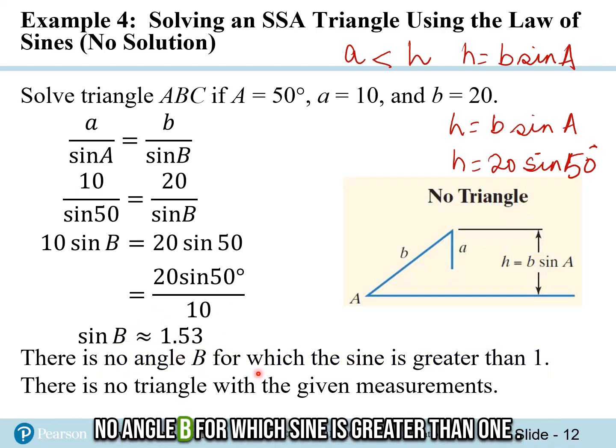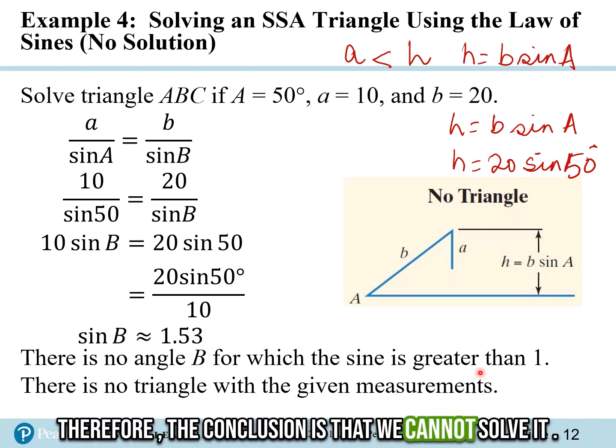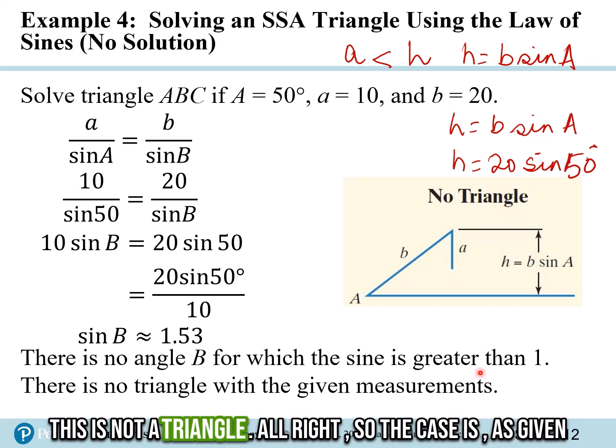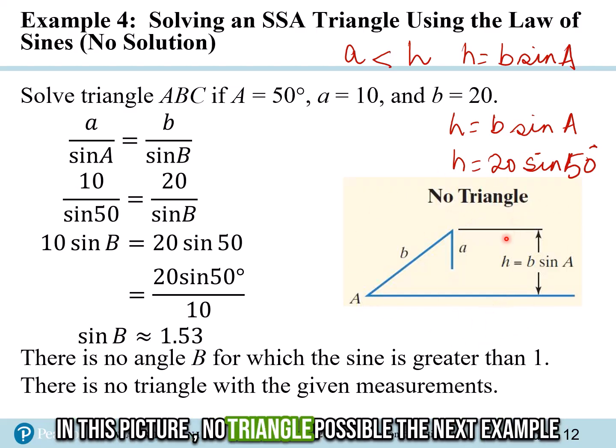There's no angle B for which sine is greater than 1. Therefore, the conclusion is that we cannot solve it. This is not a triangle. All right, so the case is, as given in this picture, no triangle possible.